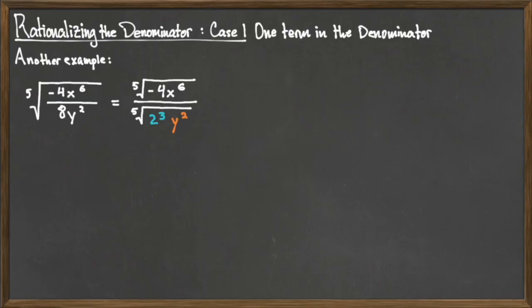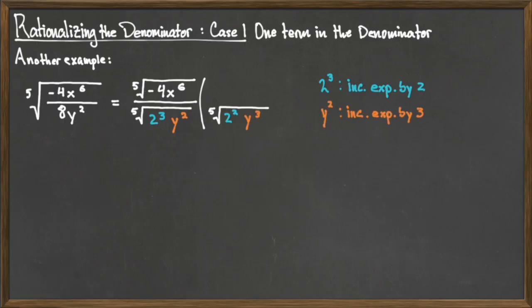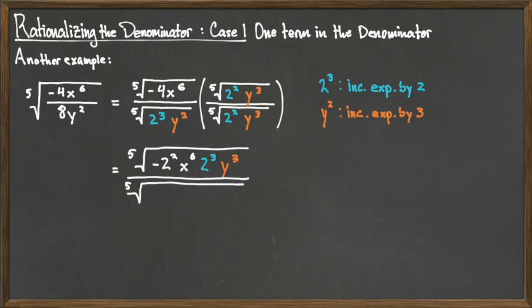Now everything in that denominator radicand needs a power of 5. So I can increase the exponent of 2 to the third by 2, and I can increase the exponent of y squared by 3. Doing so, I will introduce the new term, the fifth root of 2 squared times y cubed. Since I built this term in the denominator, I need to copy it in the numerator so that my multiplication by 1 is complete. Next, I'll multiply these fractions. I will combine all the exponents within both radicals, and then I'll simplify.